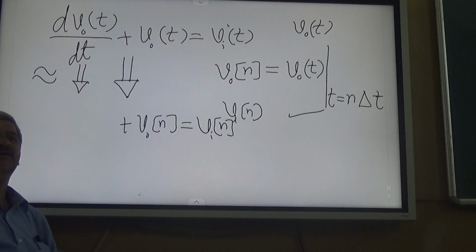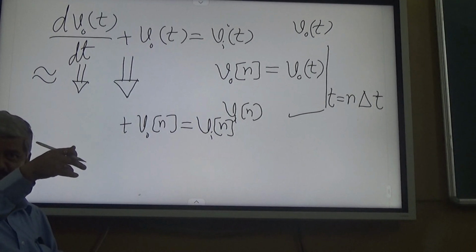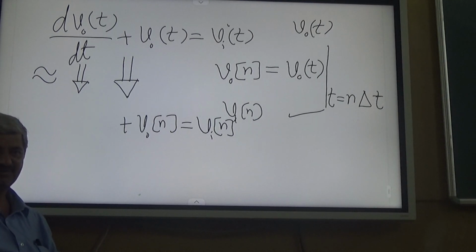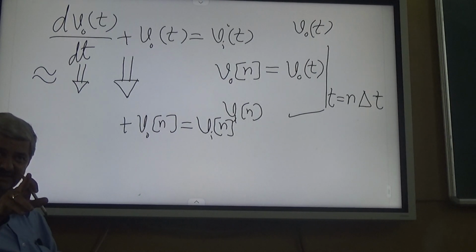डेरिव्हेटिव्ह फॉर्म्युला काय? f of x minus f of x minus h upon h. मग आता h म्हणजे काय? A small interval आहे. इथं काय लिहिता येईल? t minus delta t, t minus delta t.